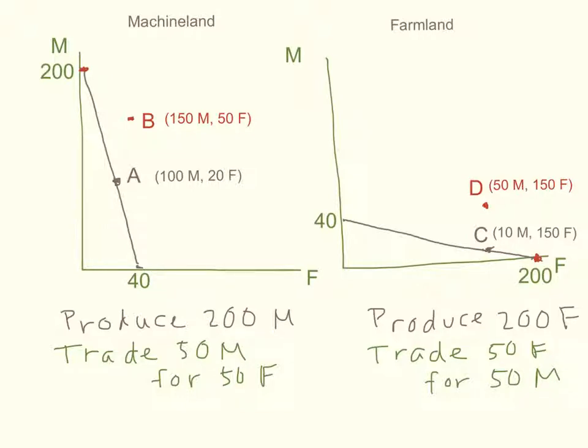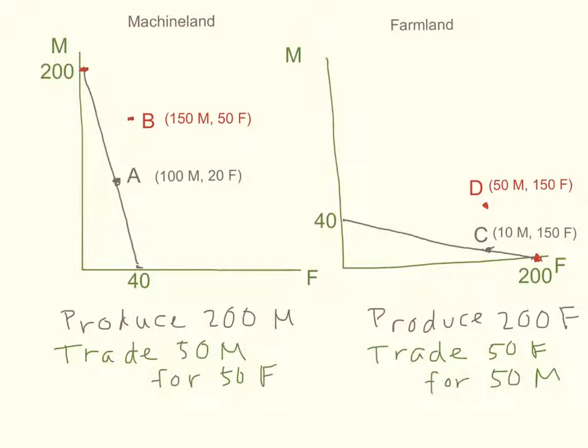In the case of machine land, they now have the 200 that they specialized in machines minus the 50 that they traded away. That leaves them with 150 machines, and what they got for their trade was the 50 food. So they're at 150 and 50, which is point B, the red point here, and that is a little bit more food and more machines than they had before, so they're clearly better off.